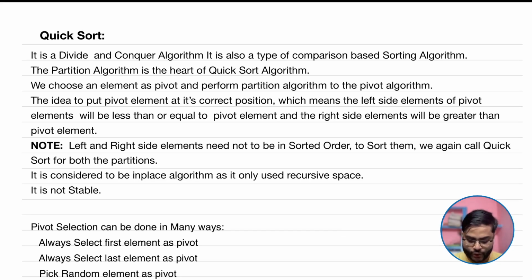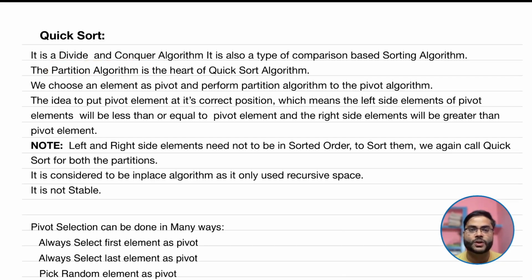Okay. So quick sort is another comparison based sorting algorithm. Till now we have discussed what a comparison based sorting algorithm is. In a comparison based sorting algorithm, we compare the elements, right? So quicksort is another comparison based sorting algorithm, and in quicksort, we use the partition algorithm.